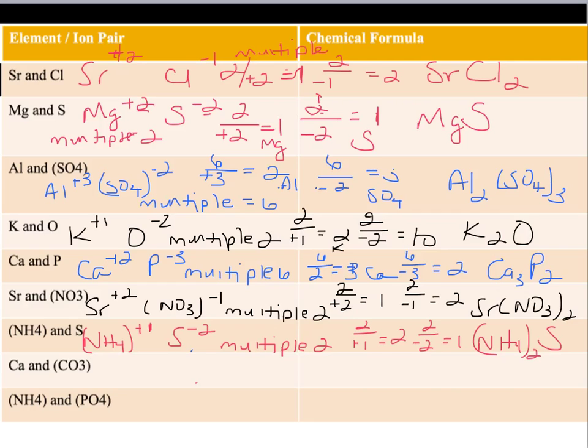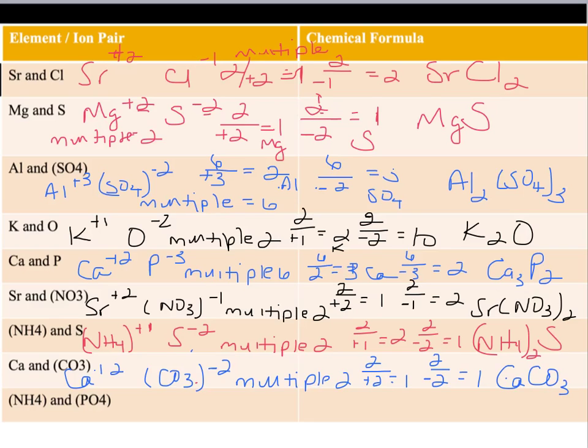The next one, you have calcium, which is Ca +2, and carbonate, CO3 -2. The multiple is 2. So 2 divided by +2 is 1. 2 divided by -2 is 1. So you end up with CaCO3. Now, I don't put the parentheses around the carbonate because there's only one of them. You can put parentheses around it, but the convention is to not have them there.